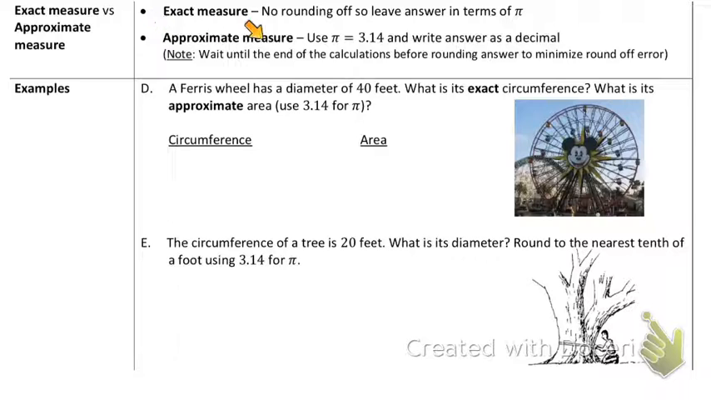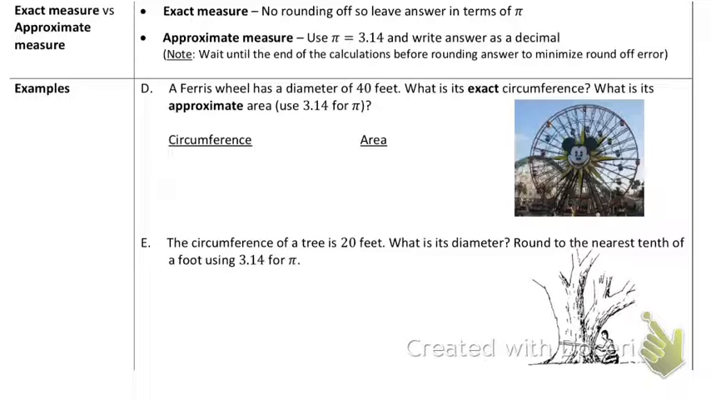When we have an approximate measure, you're going to be asked to round a decimal. This is where you actually use your calculator, and instead of using pi as a symbol, we use the number 3.14. Okay? This is where you end up rounding off. All right? So what does this look like when we deal with it in a problem? Let's look at example D. So a Ferris wheel has a diameter of 40 feet. What is the exact circumference? What is the approximate area? Okay, so let's look at this Ferris wheel and understand what it's saying.